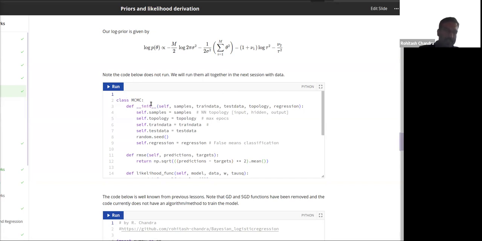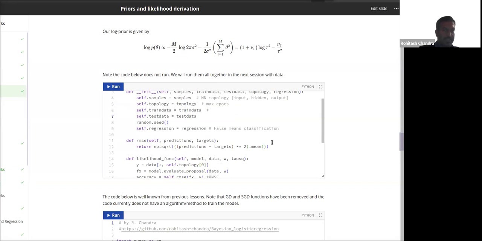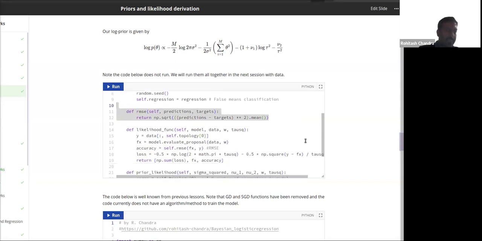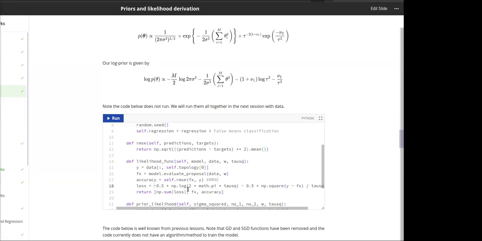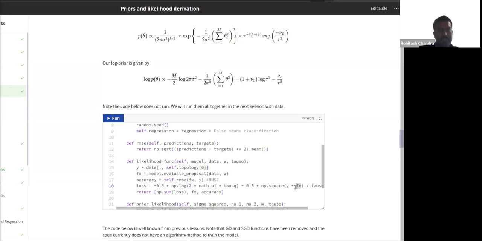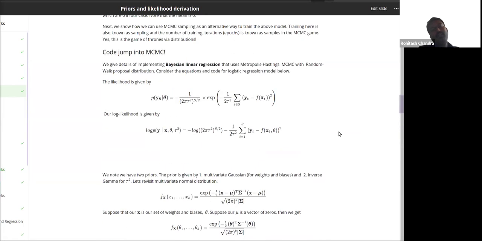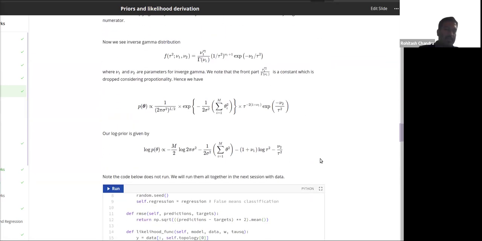So we have a class called MCMC. The MCMC class takes the training data, test data, topology, and the regression model. It's basically saying that it's a regression case, which means that this code can be used later to develop a classification version. We have an RMSE function. And now we look at the likelihood. And the likelihood is the log likelihood function. And remember that we had this log in front, and then there's a y minus fx. This fx is what we get, so we kind of said this whole thing is fx, because this is what is passed to this model after computing the fx, right?